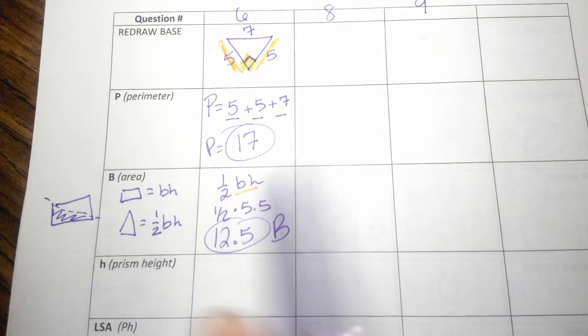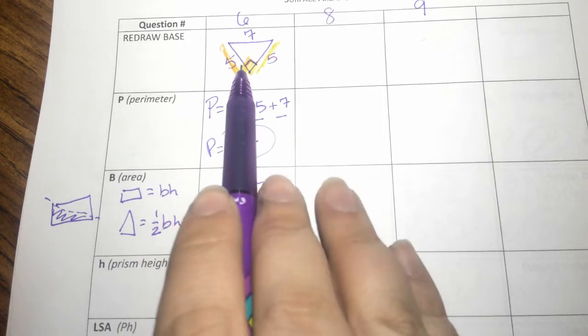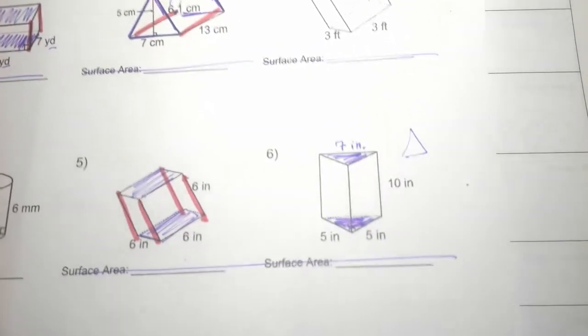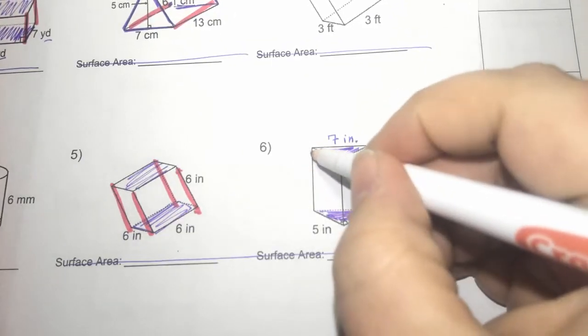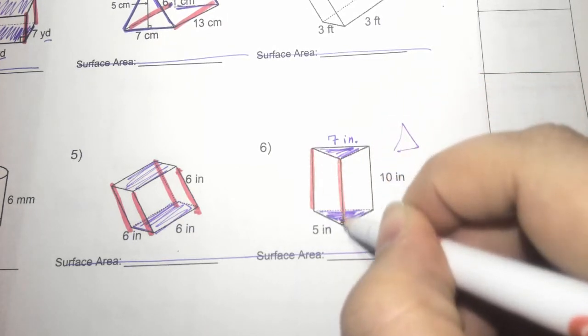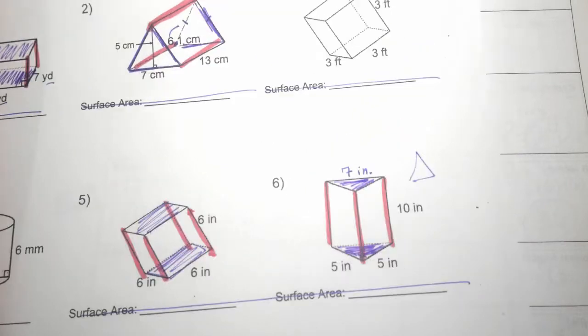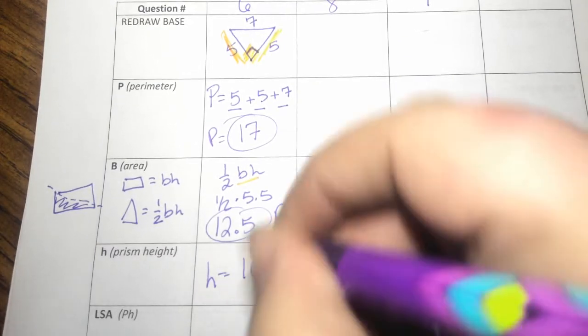H is the prism height. This shape we redrew is the base, so we don't look at the base. The length that connects the 2 triangular bases is the height of the prism. And that is 10 inches long. So H is 10 inches.